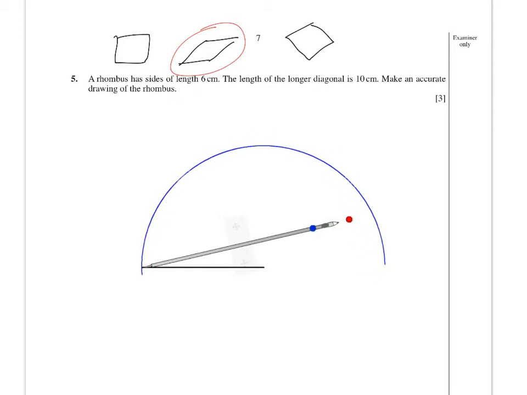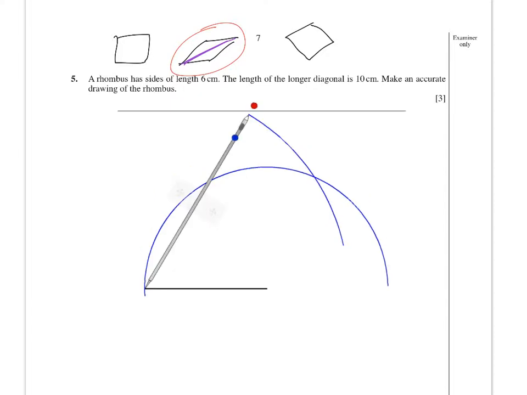What I've done next, because it says the longer diagonal, so I'm focusing on this bit here, is 10 centimeters. I've opened up my compass, and I've measured a distance of 10 centimeters with the compass. I'm about to draw an arc from this point here. So basically, when I do draw that arc, it'll come something like that, where these two cross over, that will be the diagonal, the long diagonal of 10 centimeters. Okay, so I've got something looking like that now.